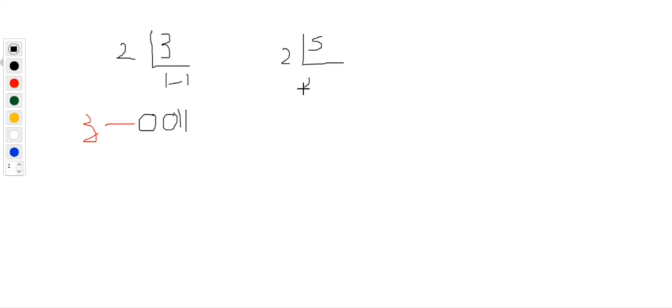For 5, when we divide it by 2 we get 2 as the quotient and 1 as the remainder, and when we divide 2 by 2 we get 1 and 0 as the remainder, so it is 1 0 1. As it is a BCD, we have to write it in BCD representation. We add 0 in the most significant bit, which gives us 0 1 0 1 for 5.